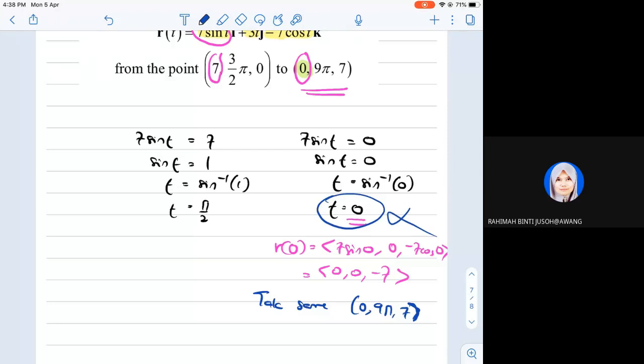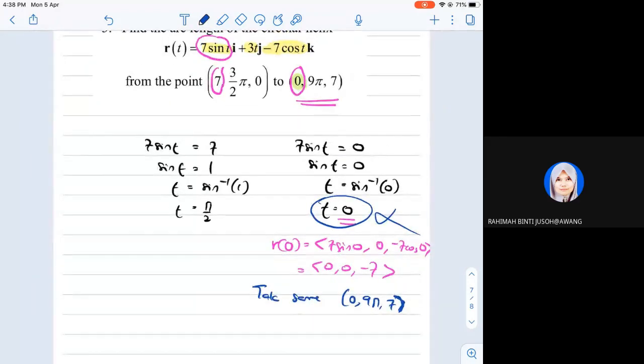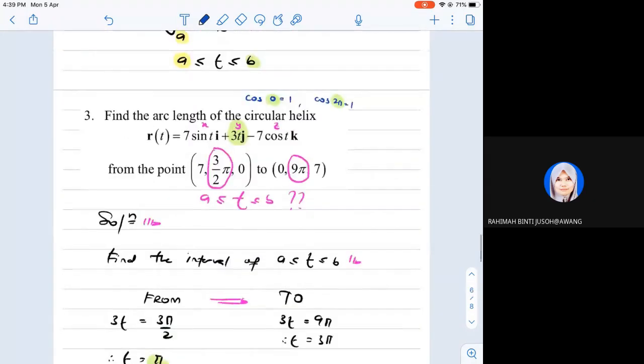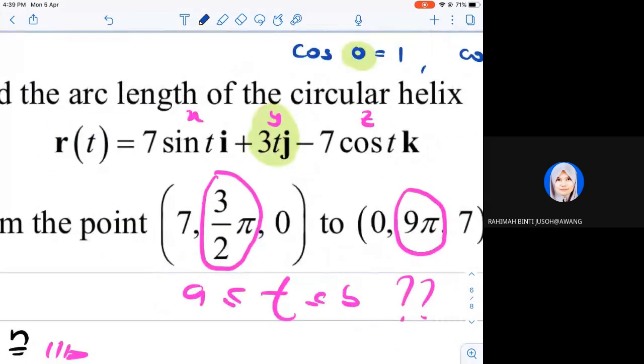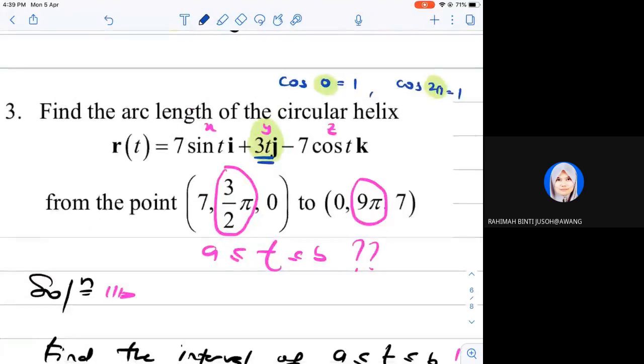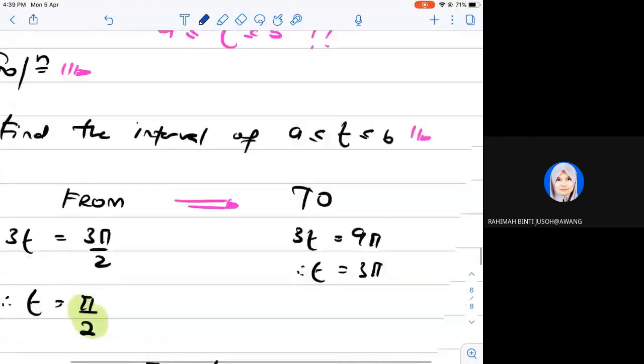So you kena teka pula. You kena test. Kalau 0 tak dapat, you kena test pula pi. Pi dapat ke tak? Tak juga. 2 pi dapat ke tak? Sebab sin pi 0, sin 2 pi pun 0. You kena test lagi, banyak lagi. Faham tak maksud saya? Faham. So that's why better guna polinomial. Dalam kes ni, pakai yang ni. Kalau you pakai polinomial, confirm dia satu nilai je. So confirm dia terus 3 pi.